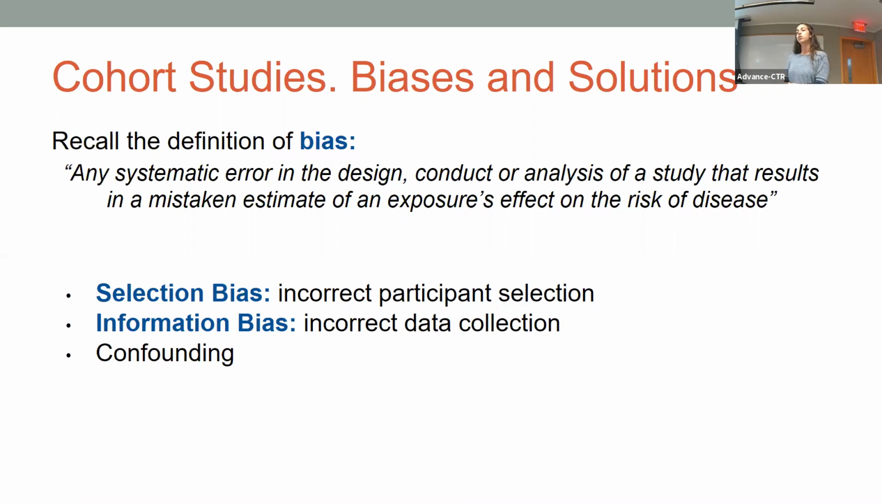Selection bias occurs when a mistake has been made in how you've selected the participants for your cohort study, and information bias pertains to mistakes made with the data collection. Finally, there's a third issue, which is confounding, which I'll also briefly talk about, because it's a problem that comes up very frequently in observational studies like a cohort study.